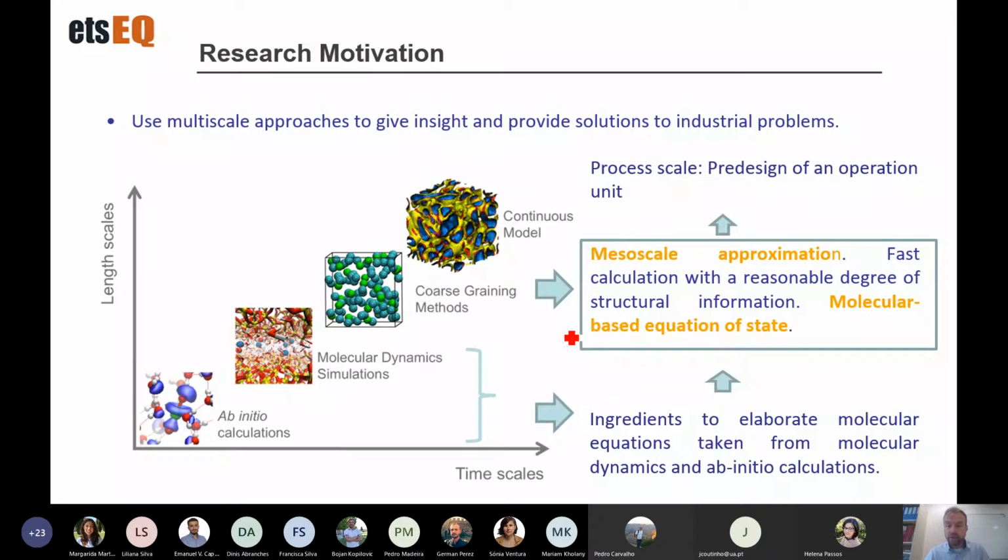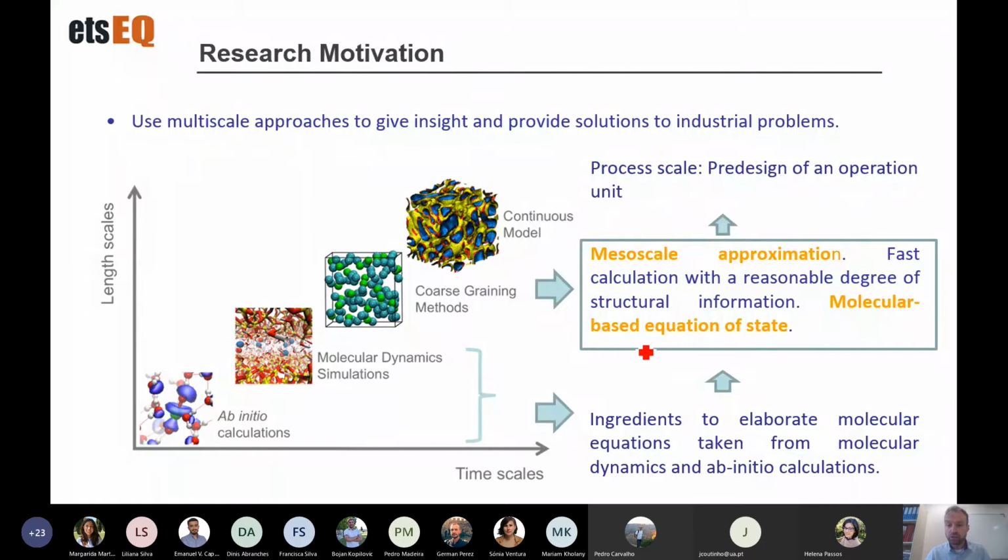In fact, the purpose of this talk is to talk about SAFT and molecular-based equations of state. So we will be moving at a coarse-grained approximation in a mesoscale because we are dealing with molecules, but we are not dealing with atomistic calculations.